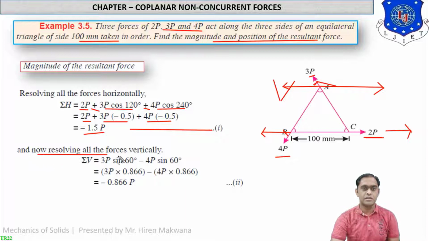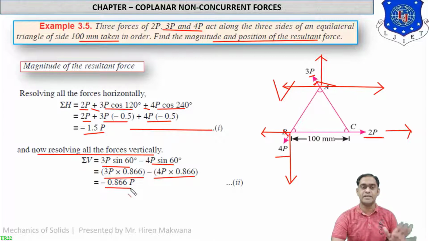Now resolving all the components vertically, what happens? The vertical component is only for 3p and 4p. The vertical component of 4p is going down and the vertical component of 3p is going up. So it will be 3p sin 60 positive and negative 4p sin 60, as written over here. You can see here it is a negative sign. We are not trying to make it positive at any cost, at any angles. So with the help of your calculator, you will get the answer of 0.866p in the negative. So this is equation number 2.